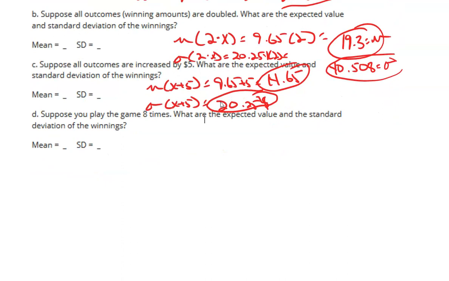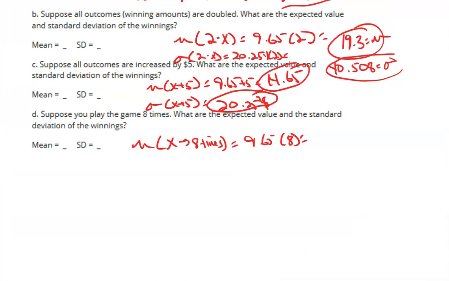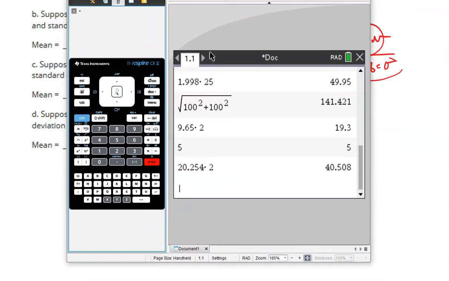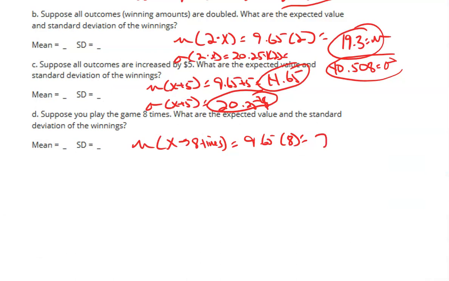Now, playing the game 8 times, the mean of x 8 times would just be 9.65 times 8. So 9.65 times 8 would be my mean, because I'm averaging $9.65 per time, and then 8 times that I'm going to play. So it'd be 9.65 times 8. 77.2 would be my answer on that one. 77.2 would be my mean.